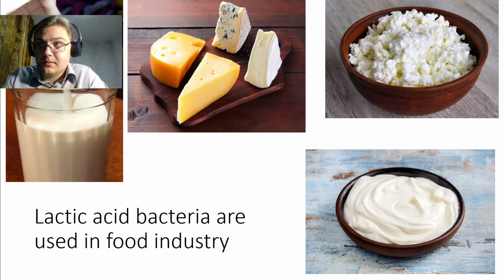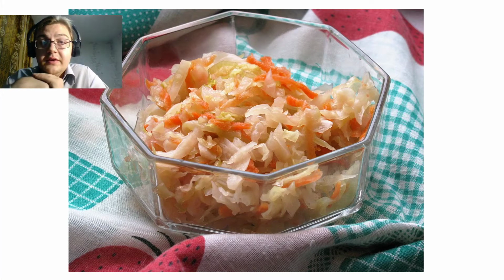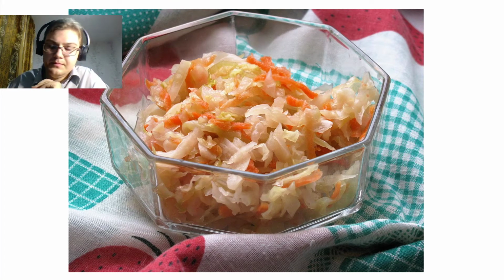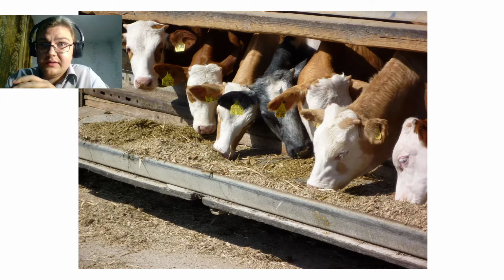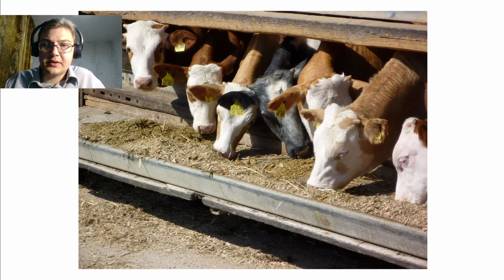Almost everything sour has some lactic acid bacteria in it. For example, sour cabbage. And things like silage. Silage is food for cattle. It is very helpful, it is very good for them. Well, you can imagine that we can sow grass for cattle as well as we can sow cabbage for humans. And silage is such a sour grass.